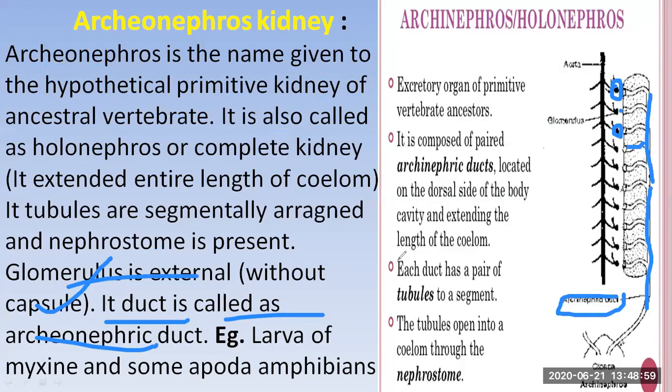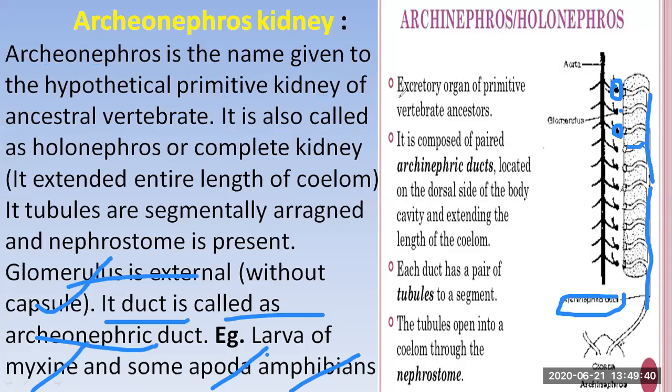The capsule was discovered by the scientist Bowman, so it was given the name Bowman capsule, but here no capsule is found. Such a type of kidney is generally found in the larva of Myxine, that is the hagfish, which belongs to the cyclostomata. Their larva generally have it, and also some Apoda. Apoda means no feet, no limbs. Such amphibians have the Archaeonephros kidney.